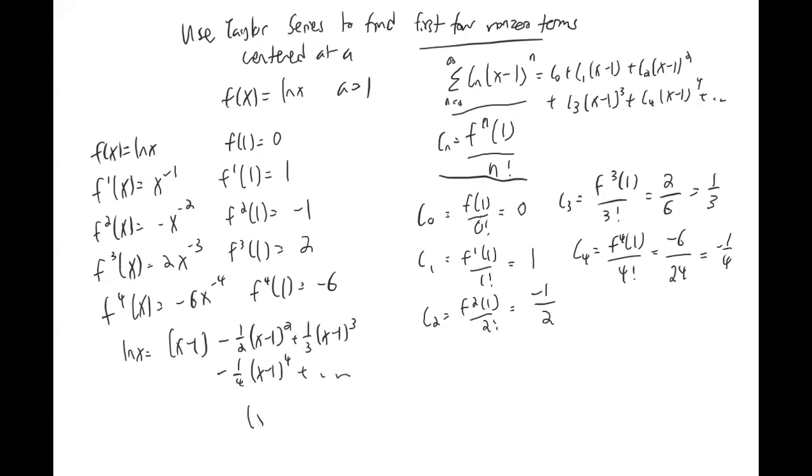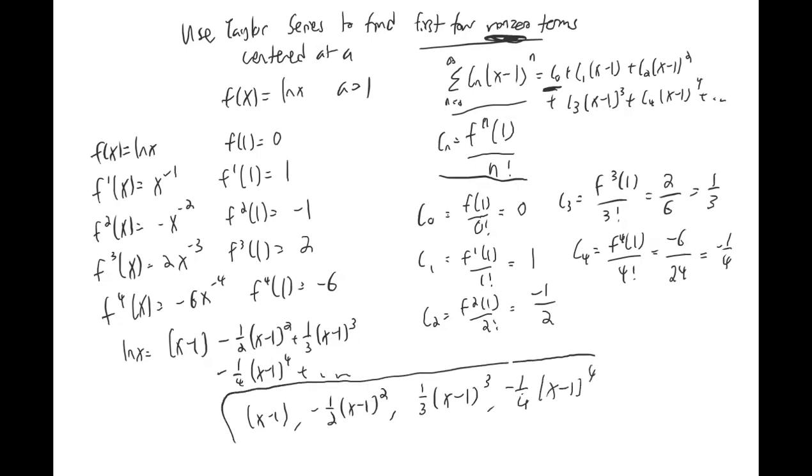The first term is x minus 1. The second term is this. Keyword non-zero. If it didn't say non-zero, you would include the C0, which was 0. And then your next one's 1/3 x minus 1 cubed. Then your next one's -1/4 x minus 1 to the 4th. So these are your first 4 non-zero terms.